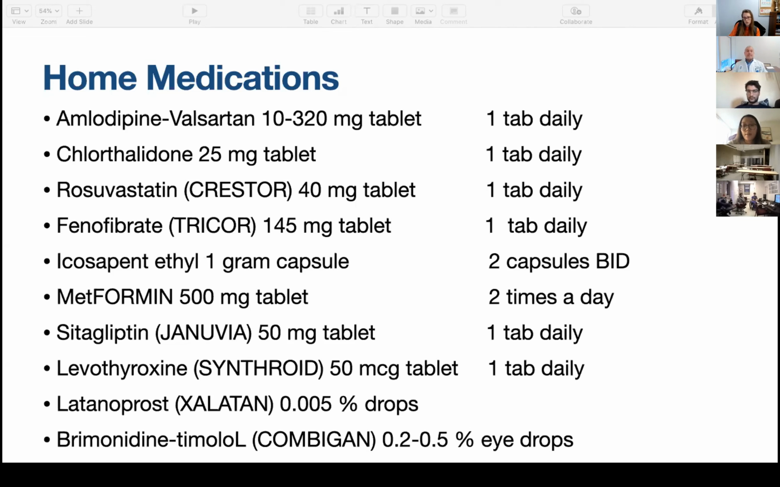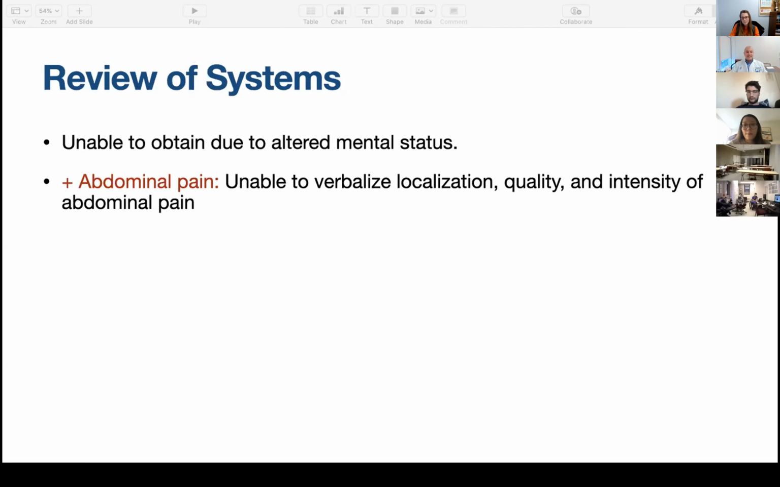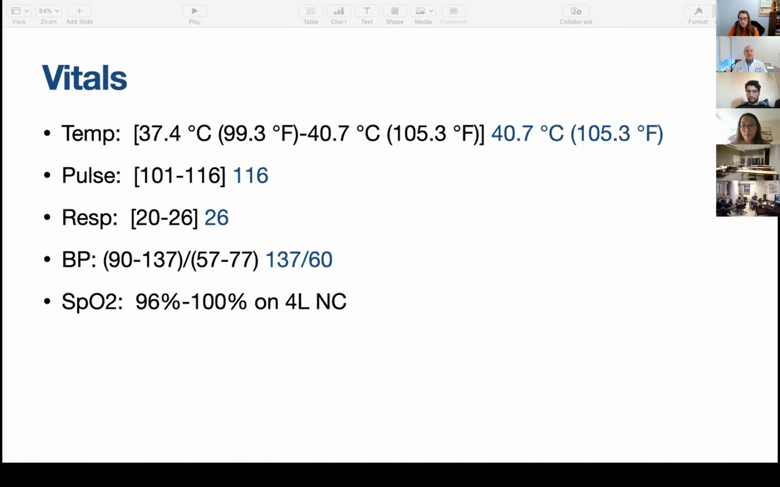Okay. So maybe let's see if we find out something else from your slides. Okay. So for his review of system, we did not get to obtain it because his mental status changed. But it was significant for abdominal pain. He could not verbalize localization, quality, or severity of his abdominal pain, but we can elaborate more on that during the physical exam.